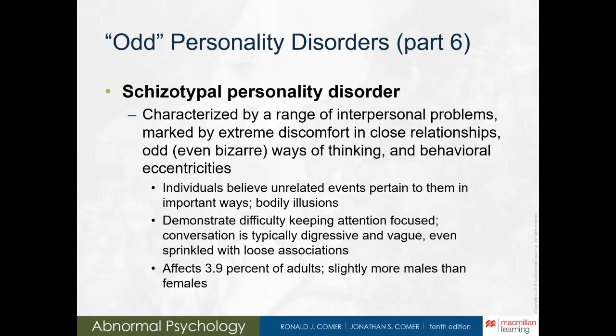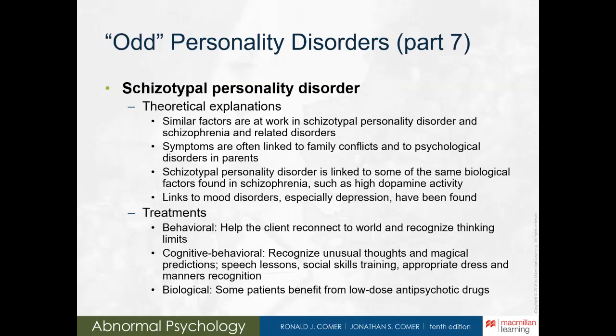It's estimated that approximately 3.9% of adults have or would be diagnosable as having schizotypal personality disorder. And like the other two personality disorders in cluster A, it's slightly more prevalent in males than females. Because the symptoms of schizotypal personality disorder so often resemble those of schizophrenia, researchers have hypothesized that similar factors are at work in both disorders. Schizotypal symptoms are often linked to family conflicts and to psychological disorders in parents. Researchers have also begun to link schizotypal personality disorder to some of the same biological factors found in schizophrenia, such as high dopamine activity. Out of all of the cluster disorders, this one has the highest ability to benefit from drug therapy, because most often you will find that there is a comorbid diagnosis that is associated with this.